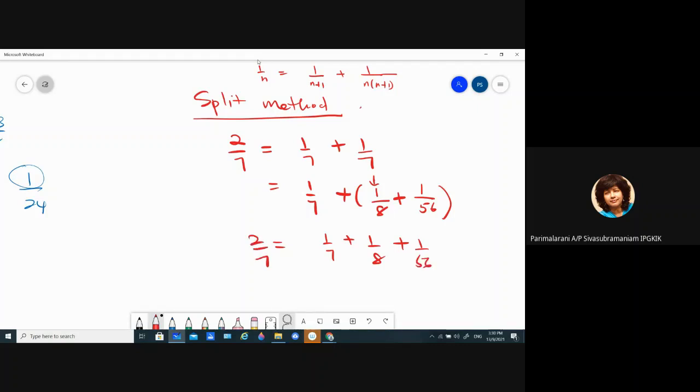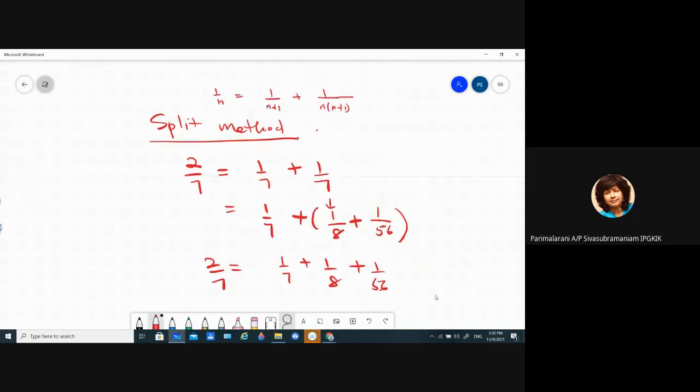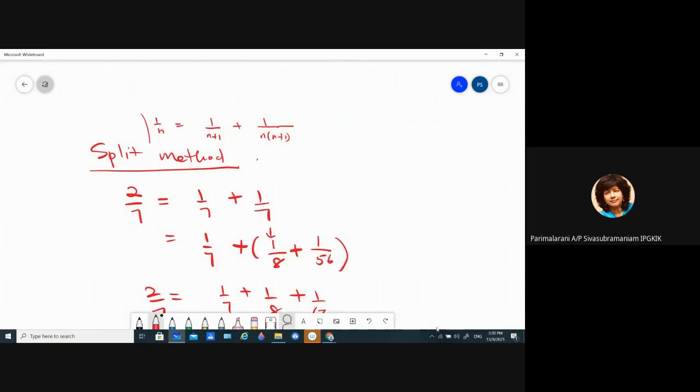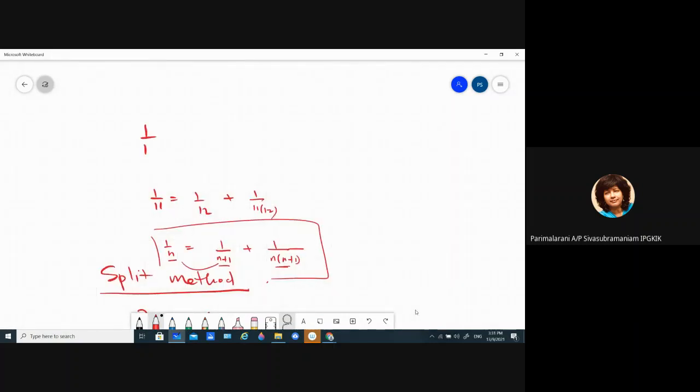Can I understand how to do this? Okay, to understand that, you must understand this formula clearly. If this is n, this is n plus 1. It's just one more. And how do you get this? You just multiply these two. So if you have 1 over 11, it is 1 over 12 plus 1 over 11 times 12. If you have any number, you can write, okay? If it's 1 over 16, then it's 1 over 17 plus 1 over 16 times 17. That is all, okay? Simple, huh?